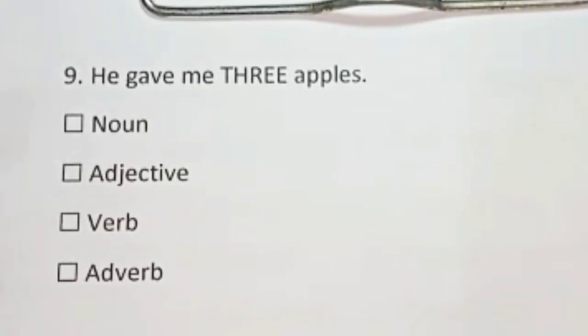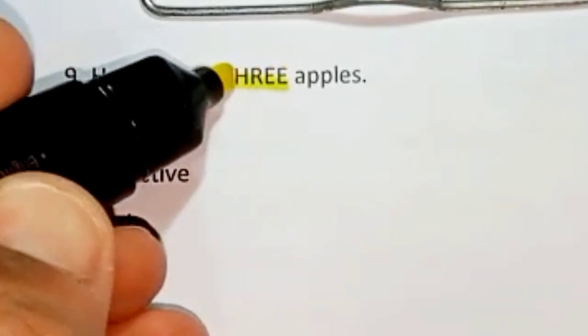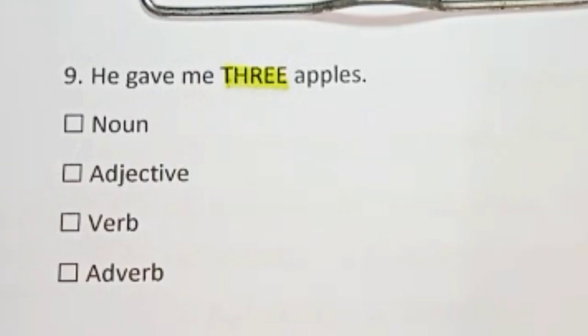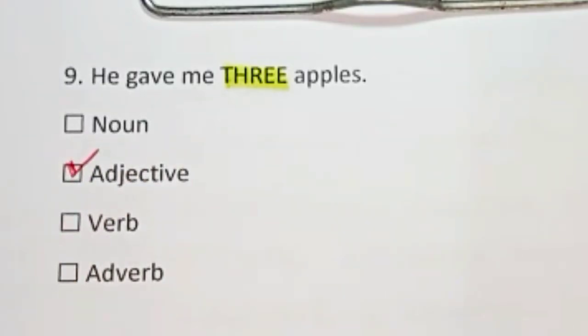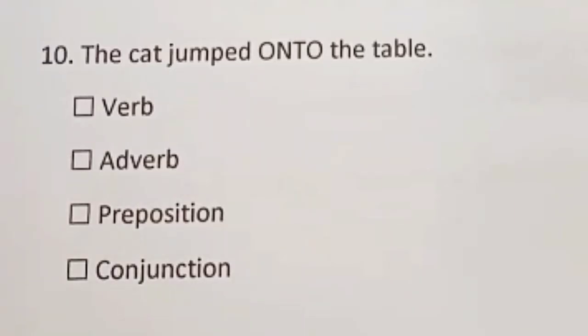Next. He gave me 3 apples. 3 is a number. So numbers in general, they are noun, adjective, verb, or an adverb. Numbers are adjectives. Very good. So 3 is an adjective. Excellent job.